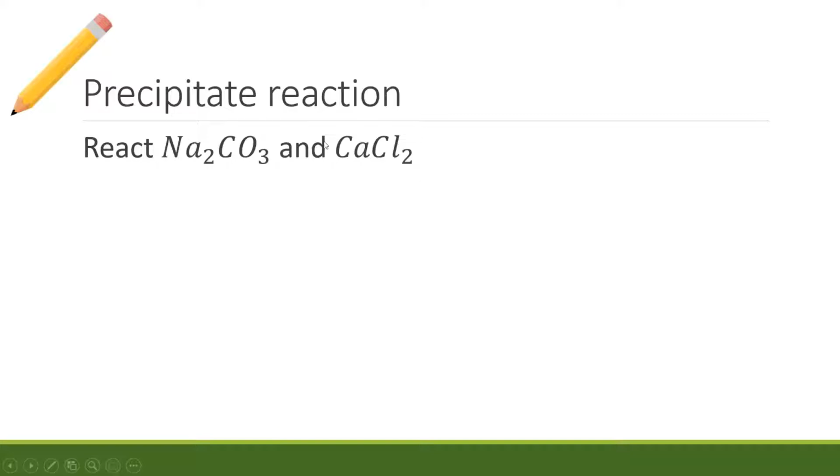So I said, swap these around. NaCl, that dissolves. CaCO3, ooh, that doesn't dissolve. So that's how you know the precipitate is going to be calcium carbonate. And then you could write down a full reaction for this if you wanted to.